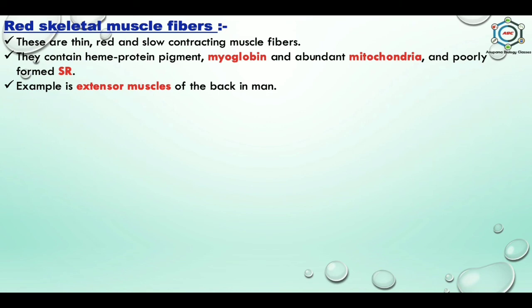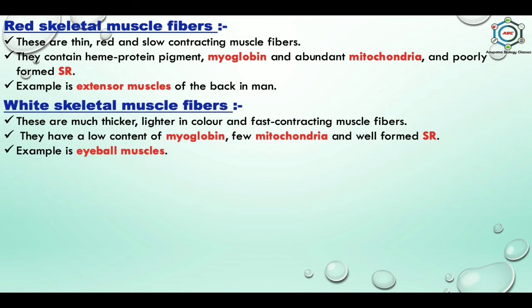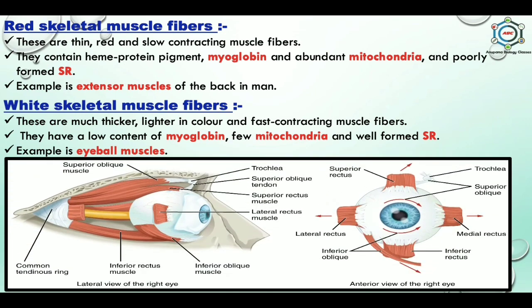An example of the red skeletal muscle fibers is the extensor muscles of the back in man, and the second type is white skeletal muscle fibers. These are much thicker, lighter in color and fast contracting muscle fibers. They have a low content of myoglobin, few mitochondria and a well formed sarcoplasmic reticulum. An example is the eyeball muscle. In the picture you can see the eyeball muscles are white skeletal muscle fibers.